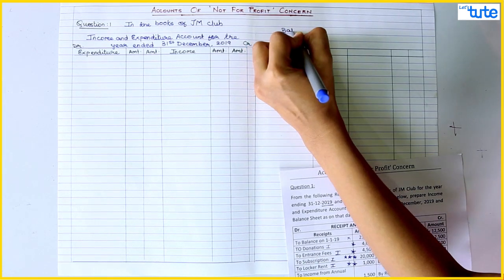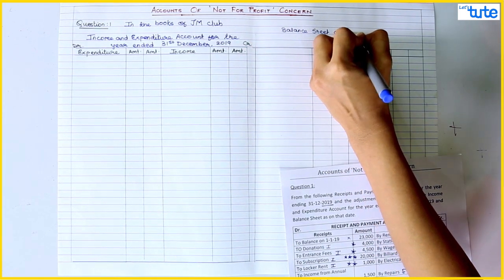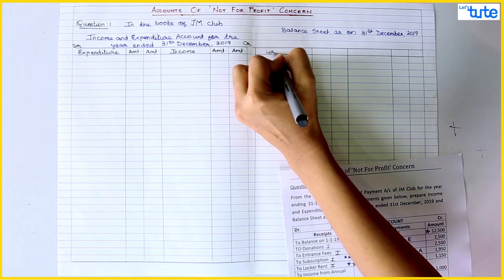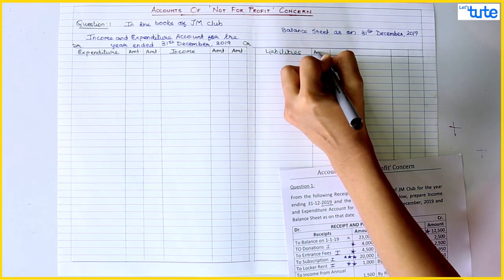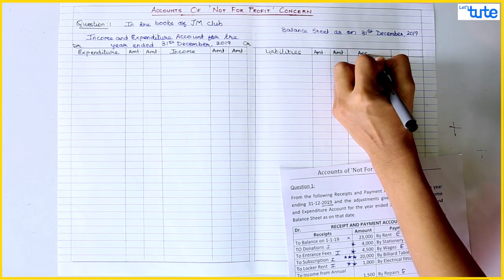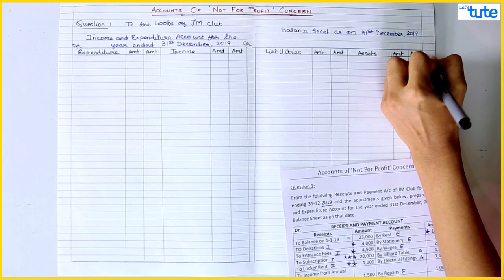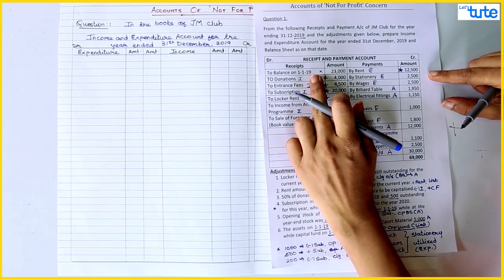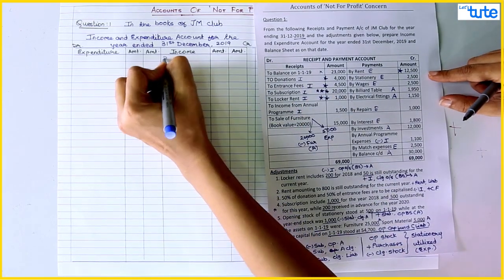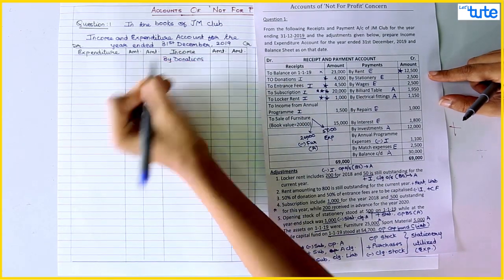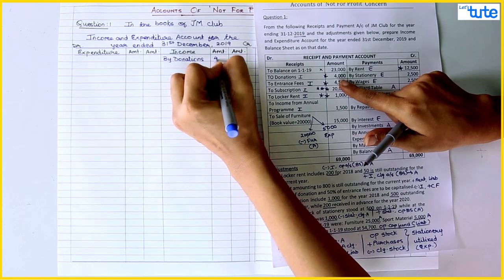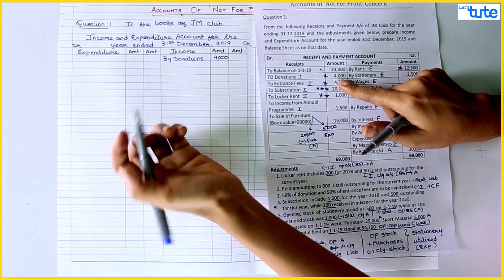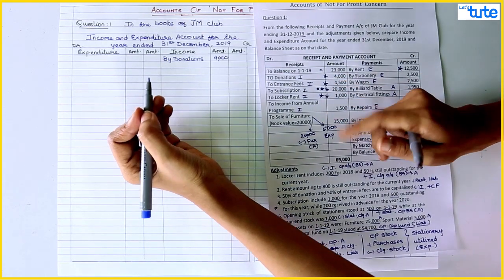Balance sheet as on 31st December 2019. This is like a normal balance sheet. Liabilities, amount, assets, amount. Okay. So we'll start with the receipts and payment account. To balance drop down, that won't come. Next, donations. So on the income side, by donations, since we have an adjustment on that, in the inner column 4,000, leave one or two lines. For one adjustment it is okay if you leave one line.